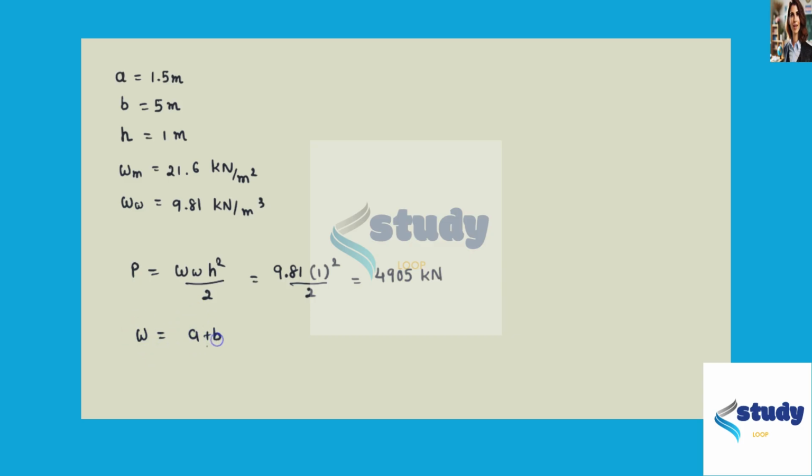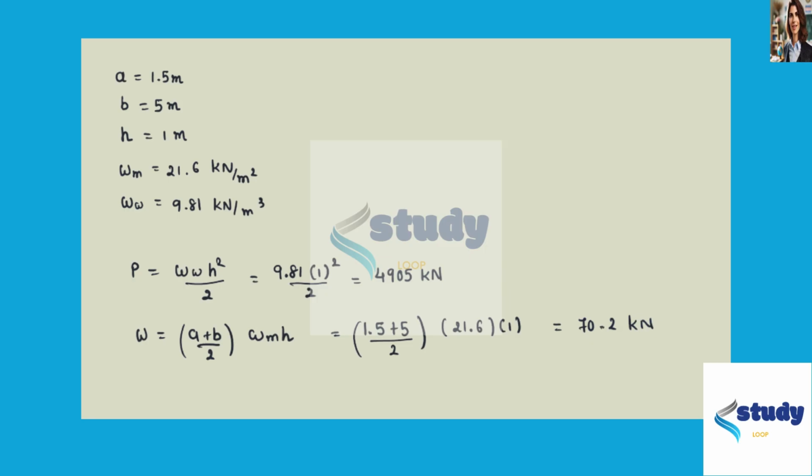Now we can also find the total weight of this dam, that is W, which is equal to (A plus B) divided by 2 multiplied by Wm multiplied by H. Now let's substitute all these values: 1.5 plus 5 divided by 2 multiplied by 21.6 multiplied by 1. On simplification we get 70.2 kilonewton.